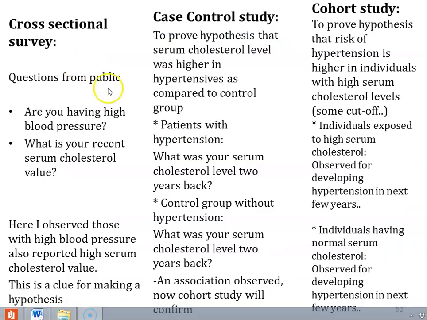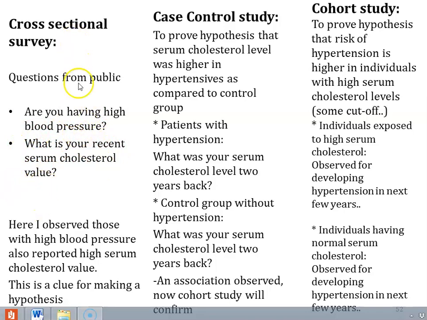Next, I will discuss an example and study it using three different study designs. I want to assess the relationship between serum cholesterol level and hypertension, high blood pressure. So, in a cross sectional survey, I will ask questions from people like this: are you having high blood pressure? Or maybe, were you diagnosed with high blood pressure? What is your recent serum cholesterol level?